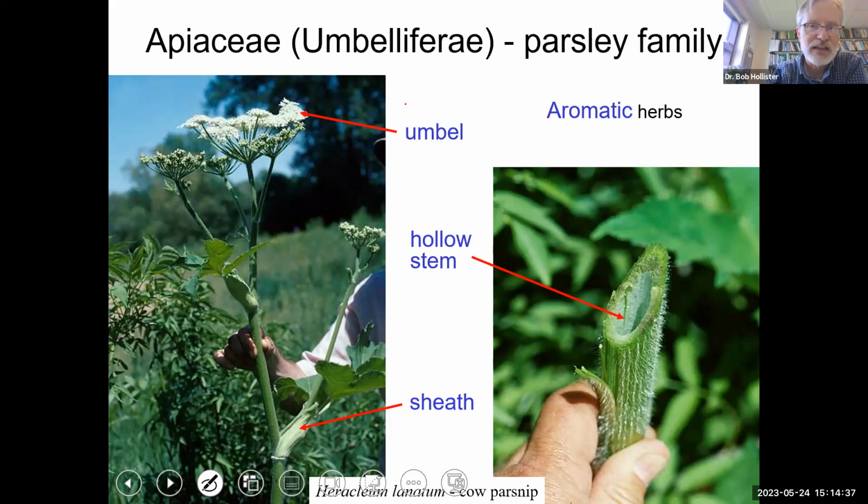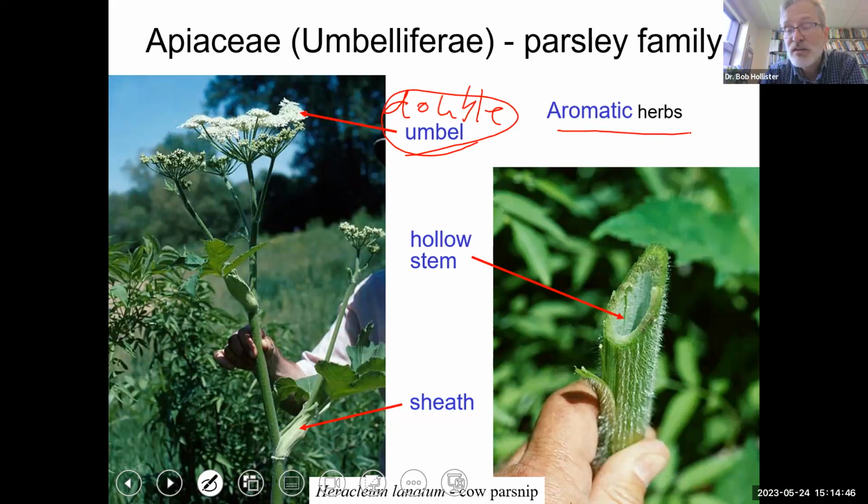So really, I should say double umbel, right? It's an umbel of umbels. They're often good smelly herbs. They generally have a hollow stem, but again, whoever this person is holding it should be wearing gloves, because that sap is oftentimes problematic. They oftentimes have a sheath. Usually you think of sheaths as monocots, but there's this weird sheath-like thing associated with where the petiole attaches. So those are associated with the leaf. That's kind of unusual.